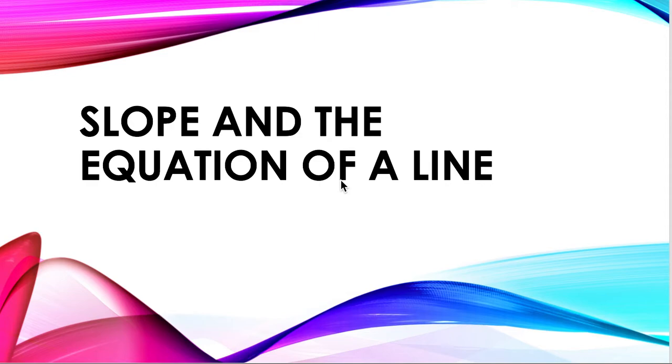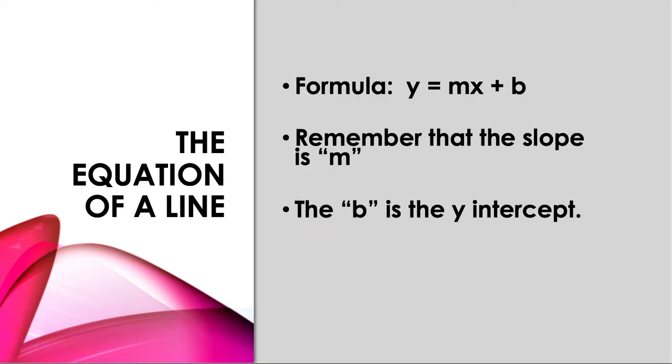We now want to look at finding the slope and finding the equation of a line. So the formula that we use for finding the equation of a line is y is equal to mx plus b. Remember that m is the symbol that we use for the slope, and b is the symbol that we use for the y-intercept. The y-intercept is the point where the line or the graph crosses the y-axis.